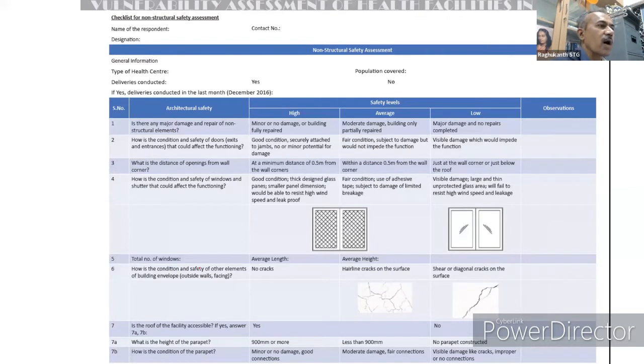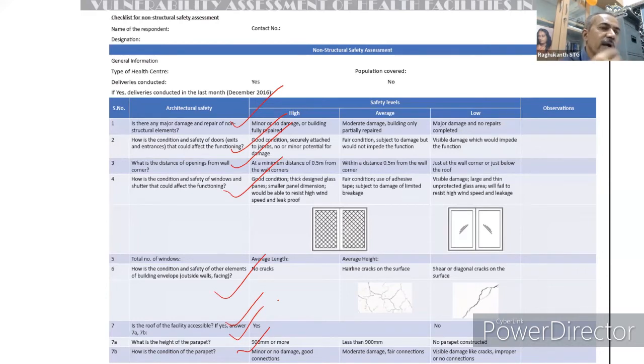Then architectural elements: major damage, condition, safety of doors is also very important. What is the distance of the opening, safety of windows and how the window looks, facility accessibility, height of the parapet and condition of the parapet. So we defined a questionnaire, but when you go into practice, you get new problems, so we have updated it.